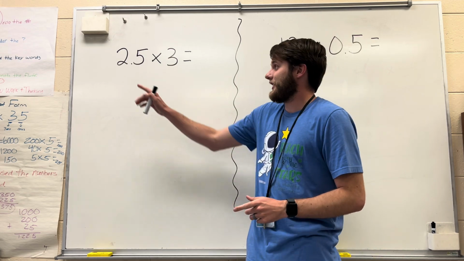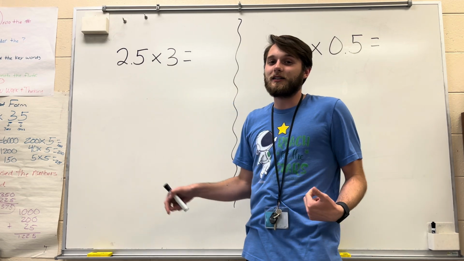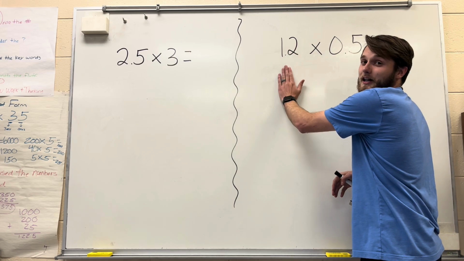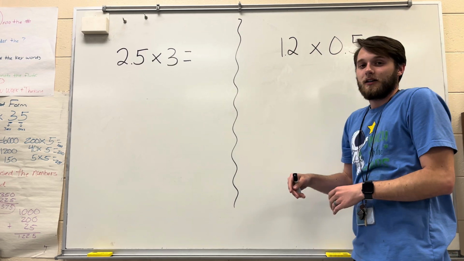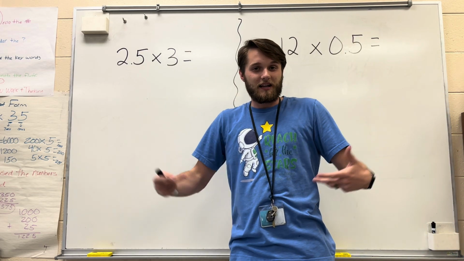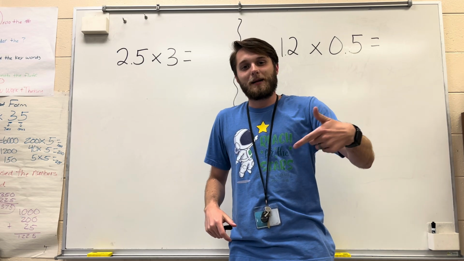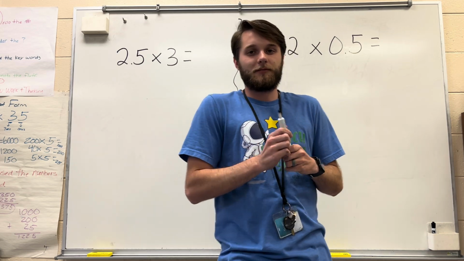Okay, so today we're going to be multiplying decimals. We're going to do one that just has a decimal on one side, as well as one that has a decimal on the left and on the right. They both use similar, the same steps. So we're going to walk through the steps one time and then we'll solve the problems.